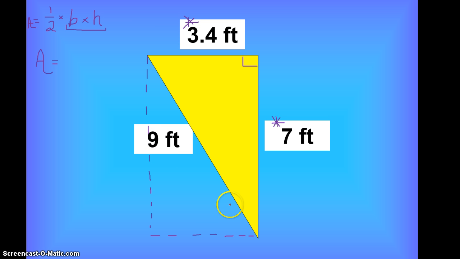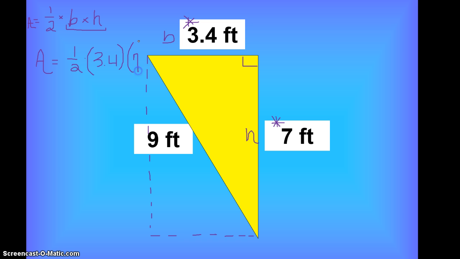So they've given us one side too many. We don't need 9 feet. We need our base and our height. We'll plug that into our handy-dandy formula. Area is equal to 1/2 because it's half the size of our rectangle or our quadrilateral. And our base is 3.4. I'm going to go ahead and use parentheses, times our height, which is 7.